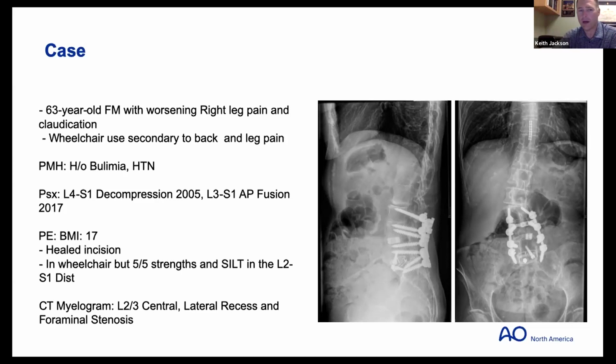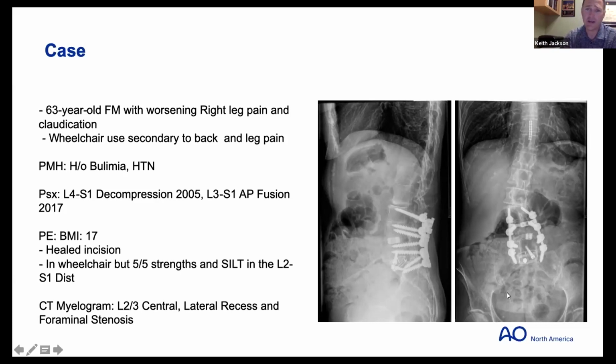Past surgical wise, she had an L4 to S1 decompression in 2005 and an L3 to S1 AP fusion in 2017, where she had an ALIF and then a posterior fusion with a TLIF at L4-5 and instrumented fusion at L3-4. On physical exam, one of the most notable things about her is that she's underweight. Her BMI is 17. She has a healed midline surgical incision and a healed Banasteel incision. She's in a wheelchair but can stand with an obvious sagittal imbalance. She has 5/5 strength and her sensation is intact from L2 to S1.